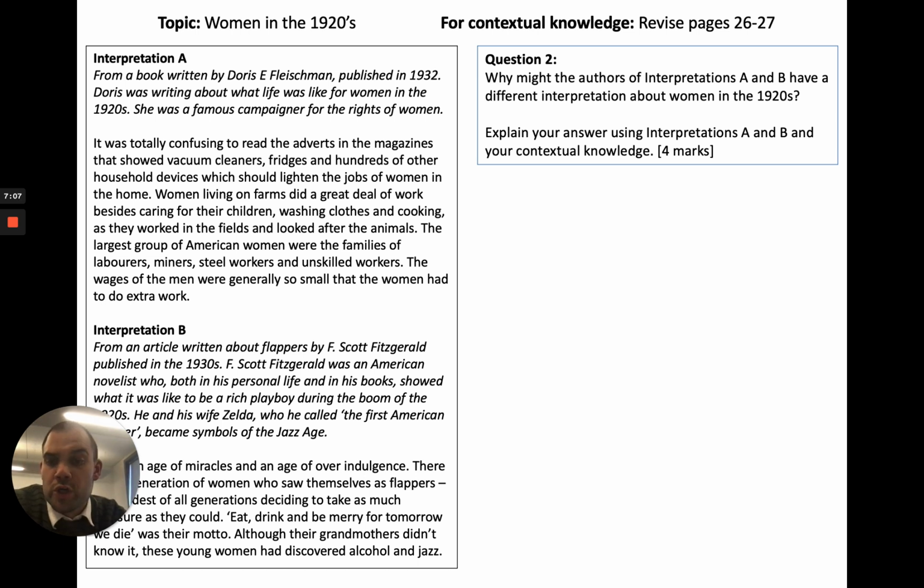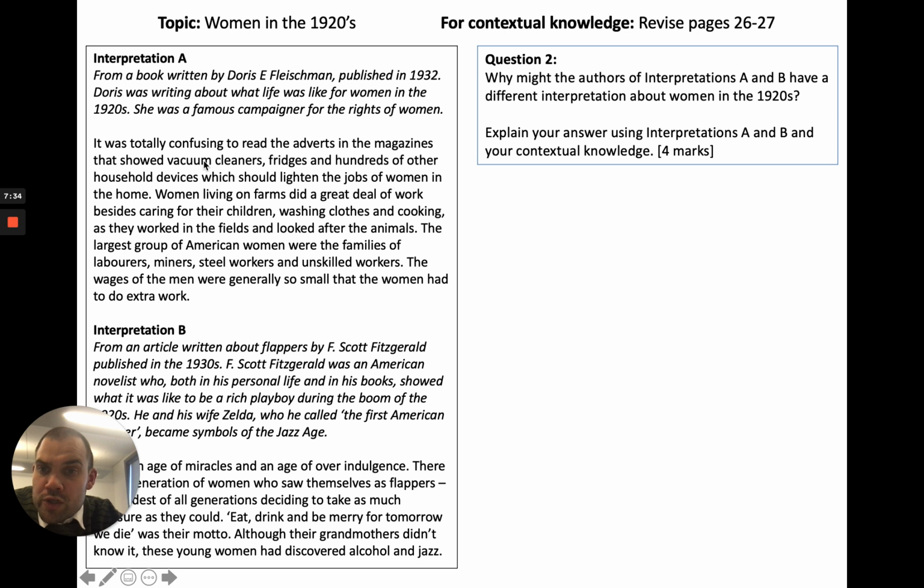So before I show you a model answer in this question, let's just have a quick look at the interpretations and then we'll look at how we could answer it. Right, so interpretation A, okay, and this is the stuff we're going to think really hard about for question 2, is the background of the author. Okay, so in the case of interpretation A, right, it's from a book written by Doris Fleischmann, published in 1932. Doris was writing about what life was like for women in the 1920s. She was a famous campaigner for the rights of women. Okay, so that's what we found out about Fleischmann and when she wrote this and who she was.